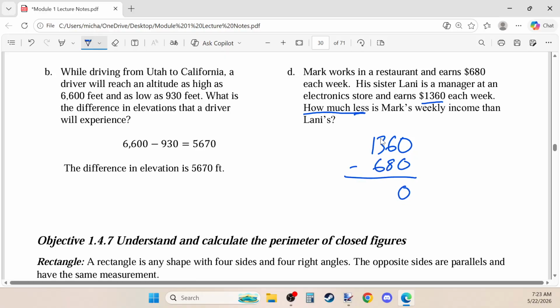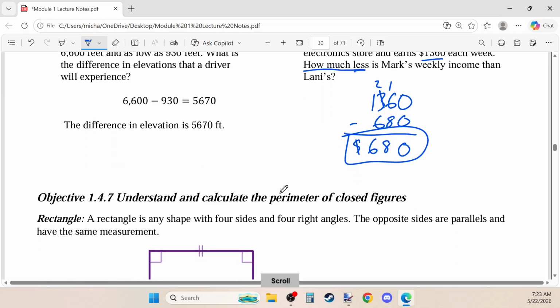0 minus 0 is 0. Can't take 8 from 6, so 8 from 16 is 8. 12 minus 6 is 6. Looks like Lonnie makes exactly double what Mark makes.